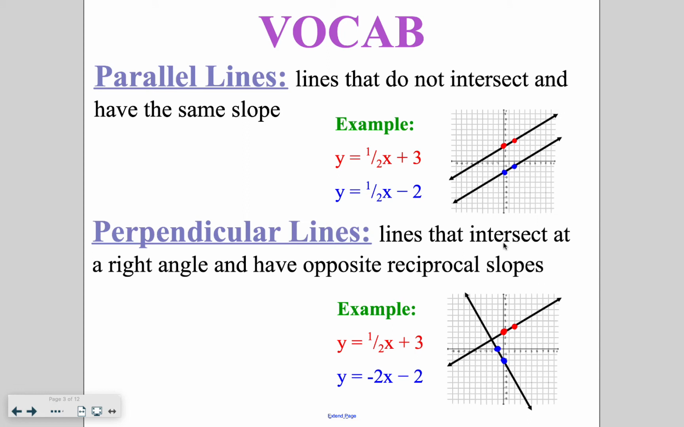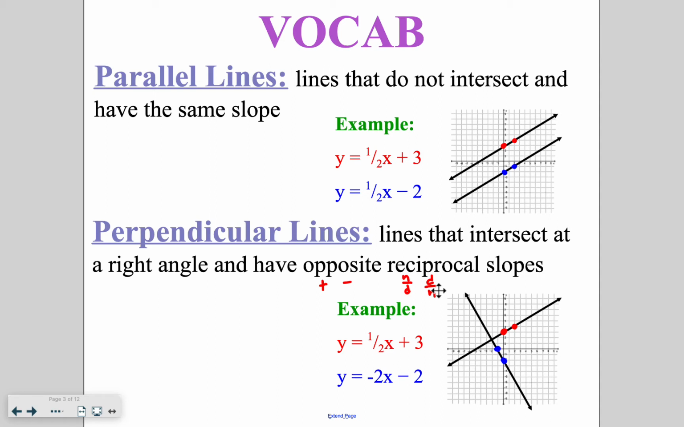Perpendicular lines are particular kinds of lines that intersect with each other exactly at a right angle. So they touch each other at exactly a right angle, and their slopes are what we call opposite and reciprocal. Opposite, meaning that one of them is positive and one of them is negative, and reciprocal, meaning that the numerator and the denominator have been flip-flopped.